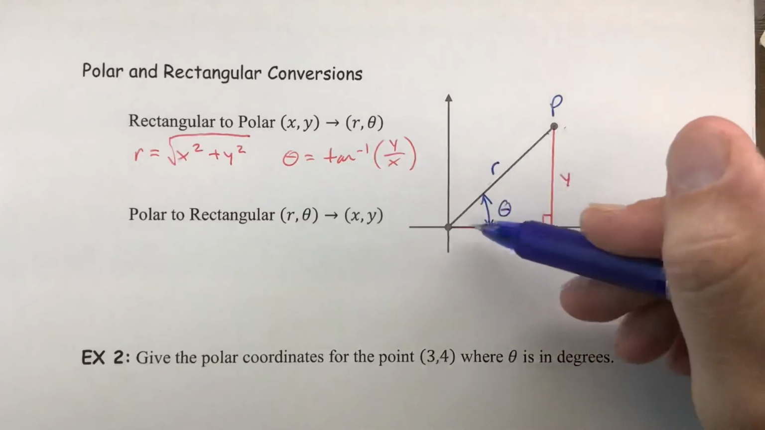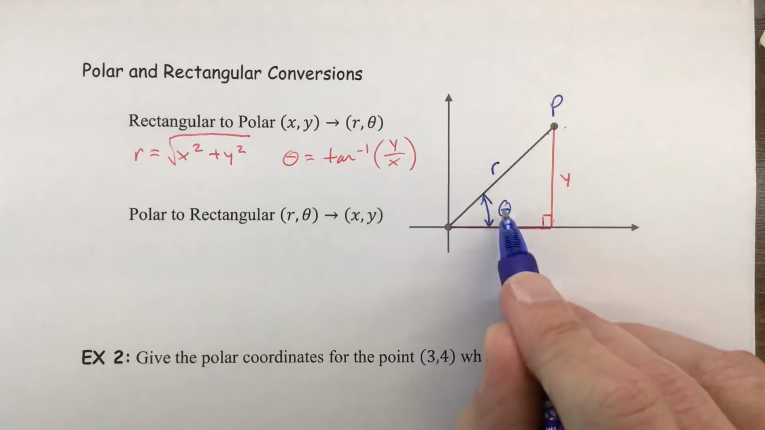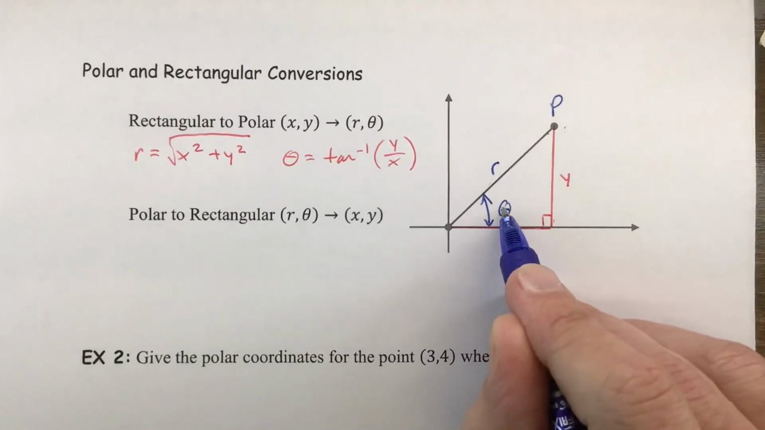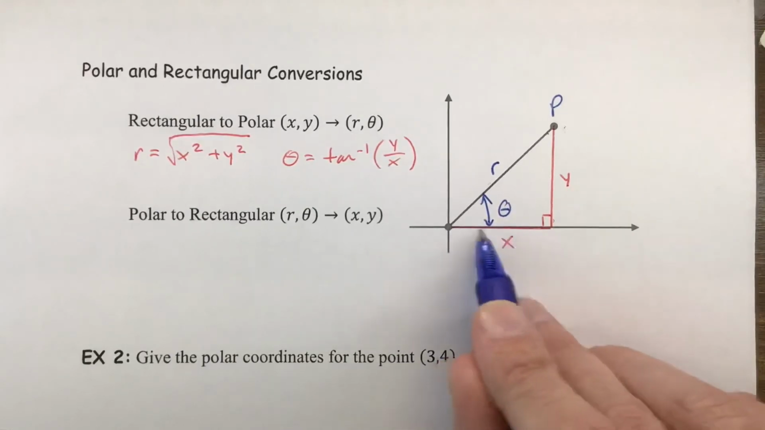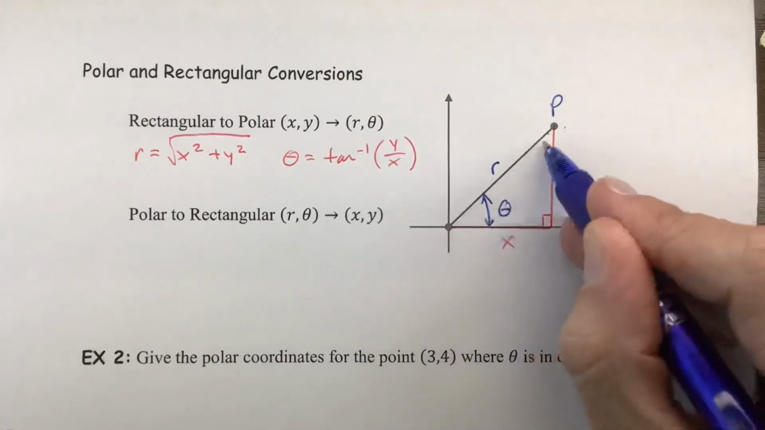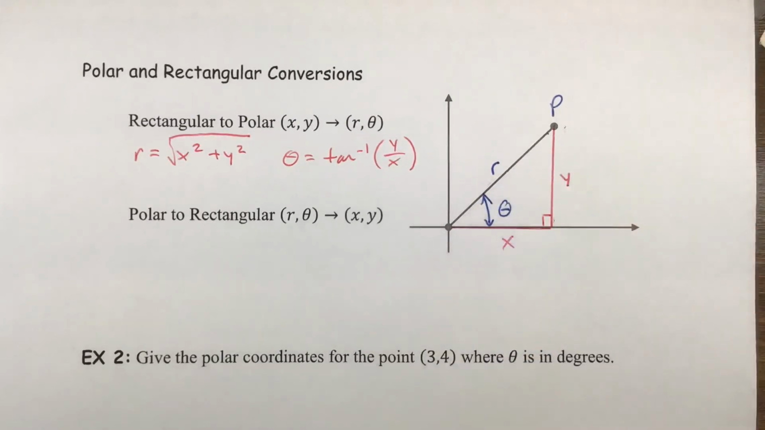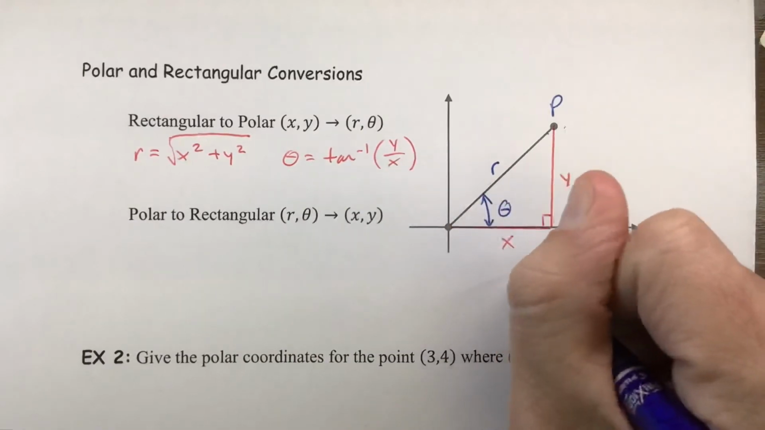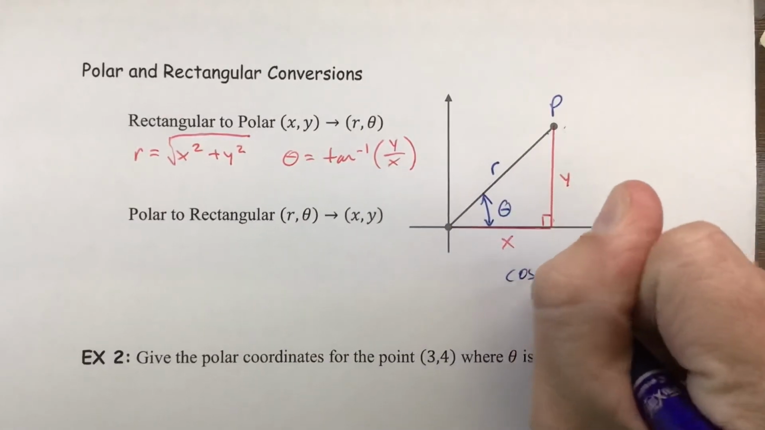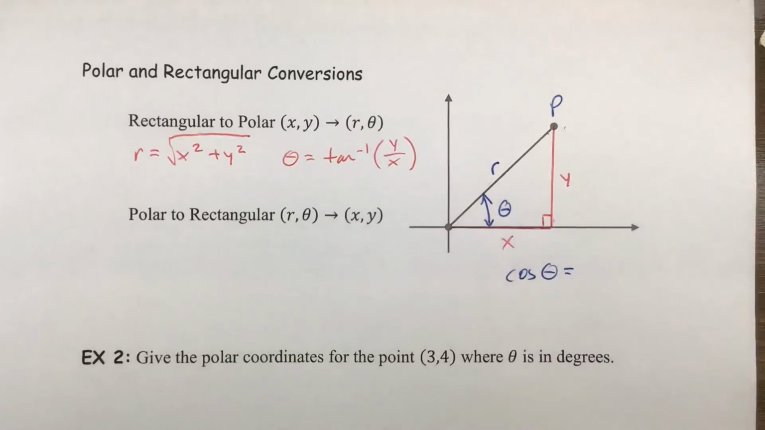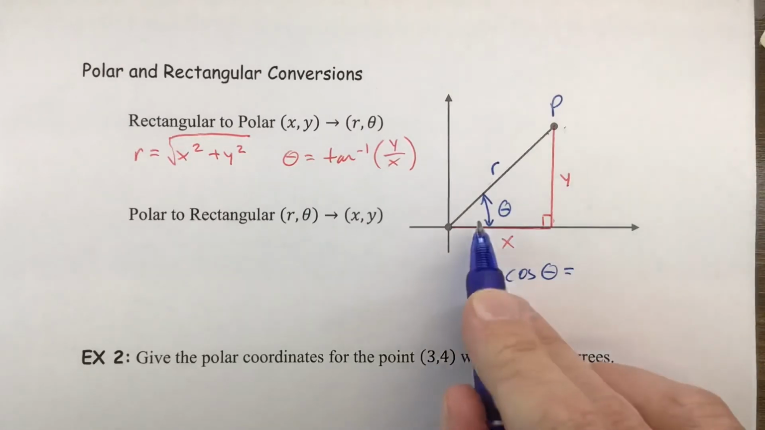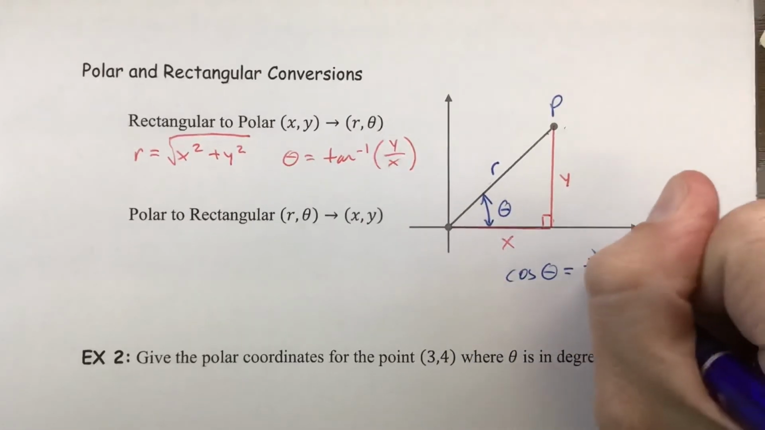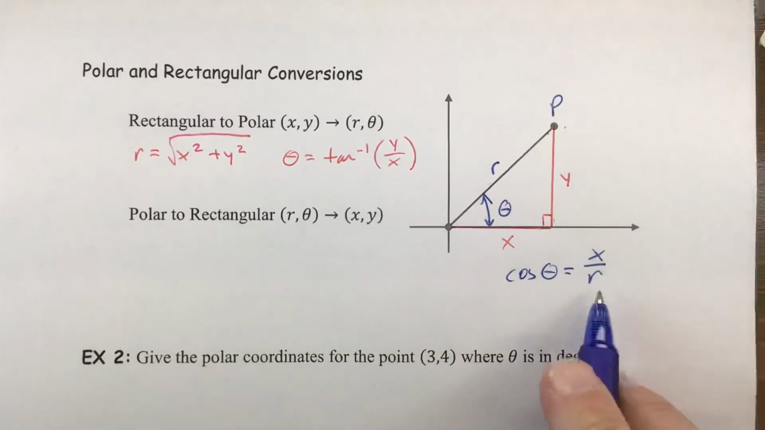Now remember, this is a right triangle. Okay, so with respect to theta, this would be the adjacent side, this would be the hypotenuse. So I can actually build a certain equation. Let me write it over here. The cosine of theta, remember cosine is adjacent over hypotenuse, the cosine of theta would have to be equal to the x value divided by the r value.